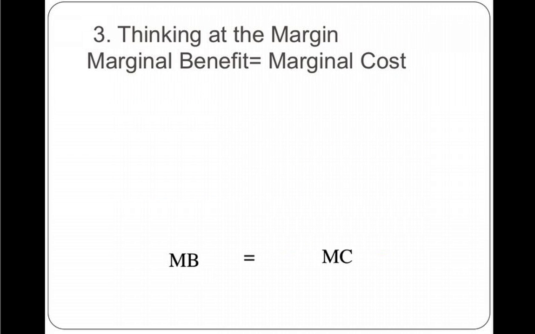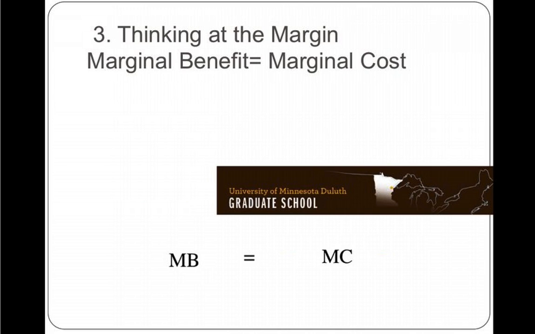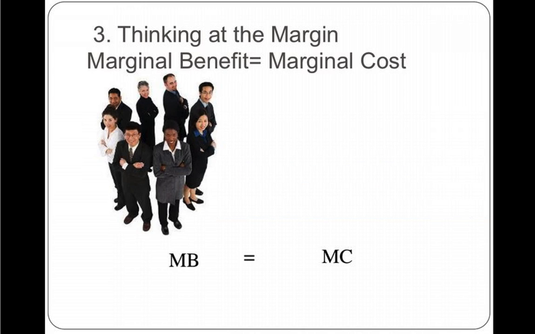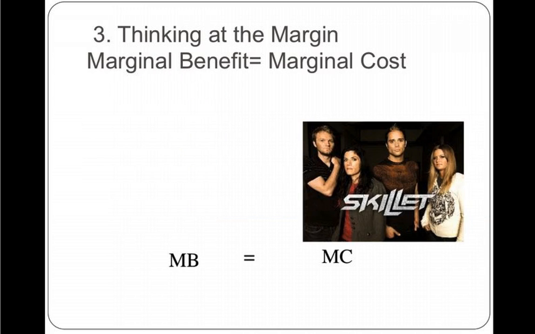Thinking at the margin, we look at marginal benefit versus marginal cost, and we find out where they're equal to get the best satisfaction. Maybe your cost is going on to graduate school, and you go because you want to become a business professional. Once you get that job, that's a benefit for you.